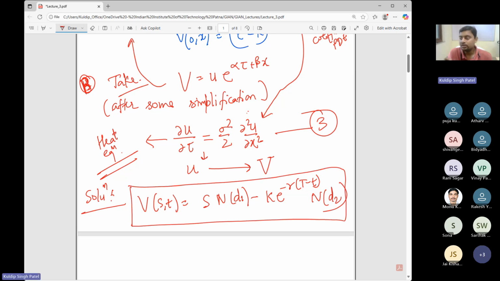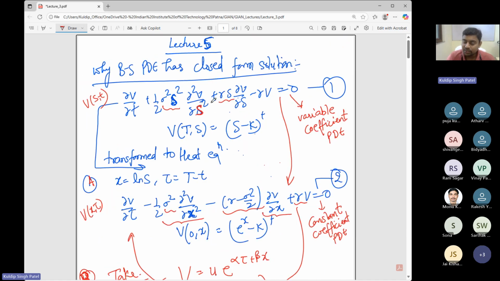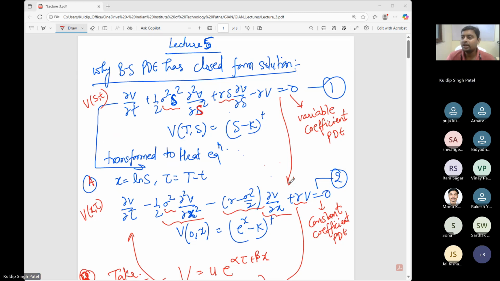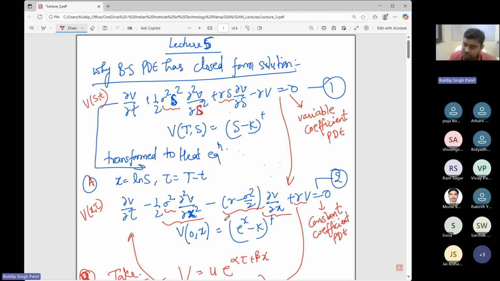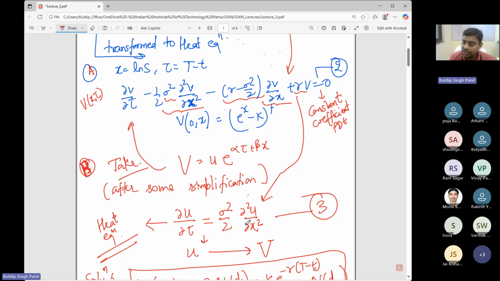So this is how I just wanted to give you a very brief idea of how Black-Scholes got the exact solution. Now, imagine if you have any other PDE, you may not be able to convert it into constant coefficient. Or even if you convert it into constant coefficient, you will not be able to convert it into a heat equation. And that's why for other problems, you are not able to get a closed form solution for option pricing equations. I hope I'm clear till here.